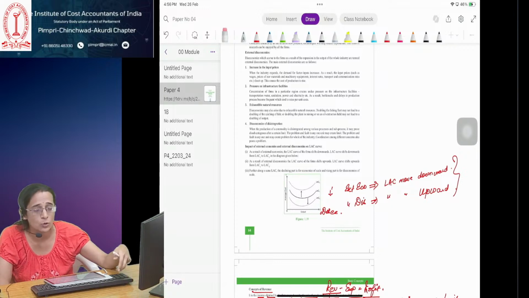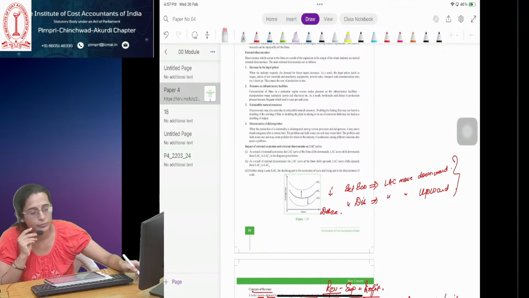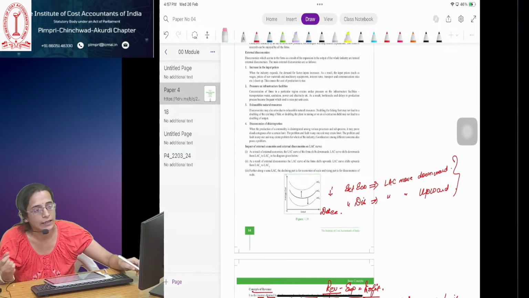So the natural resources or the scarce resources which we have are not increasing, right? Even if we increase our machinery, increase our scale of production or increase the number of plants. That is why they are saying the resources are exhaustible natural resources, right? These diseconomies may arise due to exhaustible natural resources. Doubling the fishing fleet may not lead to doubling the catching of fish. Doubling the plant in mining or in an oil extraction field may not lead to doubling of output, because the gold mineral remains the same. Boys, clear on it?